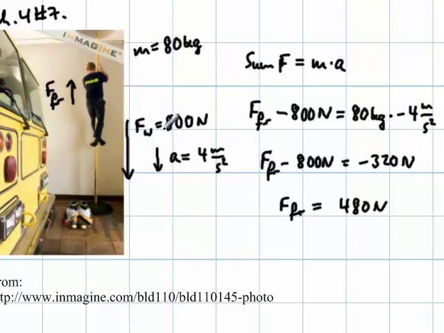That also makes sense. It's quite a bit smaller than 800, so we probably do come up with an acceleration of 4, and we can check that. 800 minus 480 is 320. That force is still downward. Divide 320 newtons by his mass and you get the given 4 meters per second squared. So what I just did in mid-air here was a check of our answer.